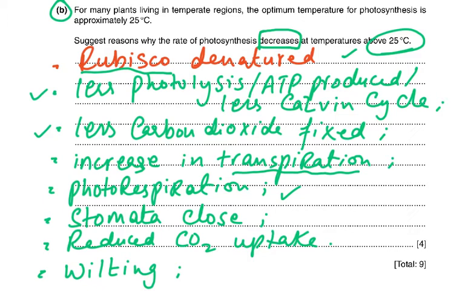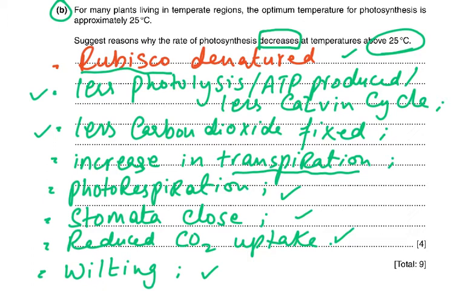Oxygen starts to be used. Respiration means oxidation, oxygen is being used. So then, of course, the RuBP will not combine with carbon dioxide, so the Calvin cycle will not occur. So stomata close, yes, in response to high temperatures to prevent the loss of water vapor, and the plant can start to wilt. And of course, when the stomata are closed, then there is reduced CO2 uptake.